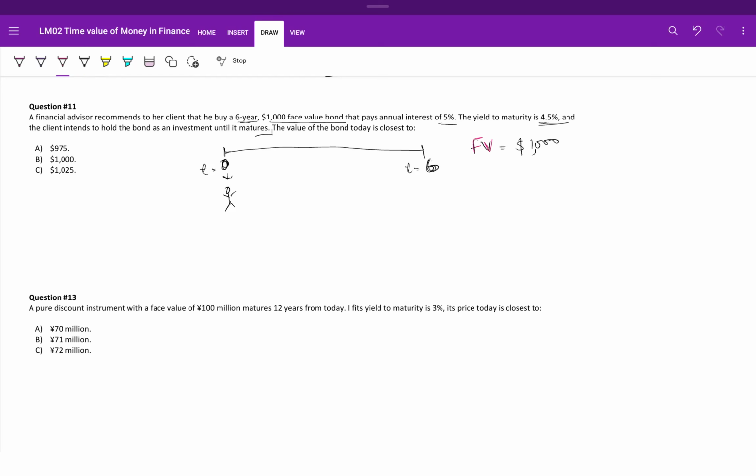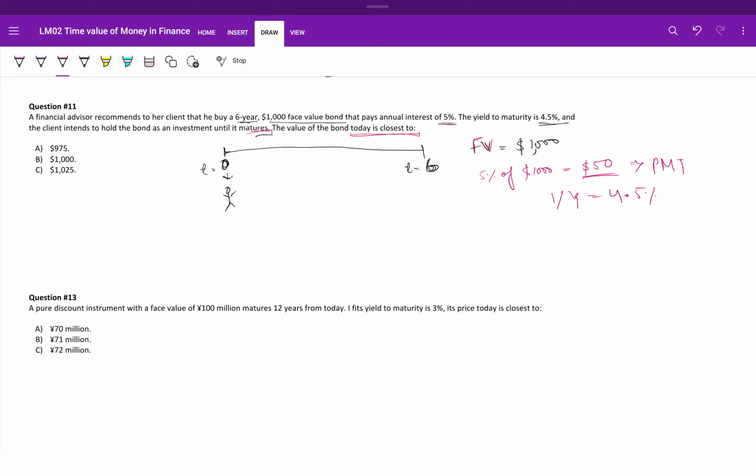The annual interest is 5%. 5% of $1,000 is going to be $50. That's your coupon payment. This means PMT. Yield to maturity, I/Y, is going to be 4.5%, and the client intends to hold the bond as an investment until maturity. The value of the bond today is closest to what?